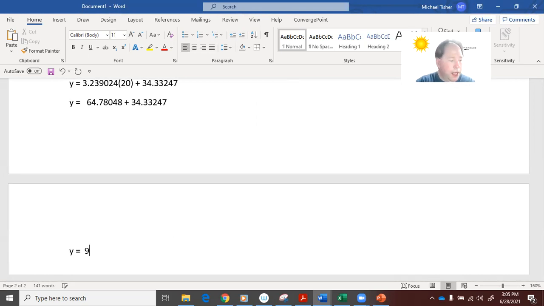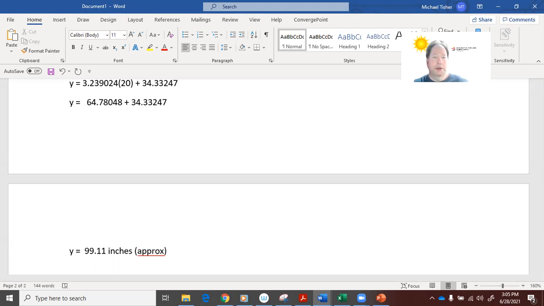This time we get about 99.11 inches. Good night, that's amazing, isn't it? So for a foot size of 20 inches, we can predict their height to be a whopping 99.11 inches approximately.